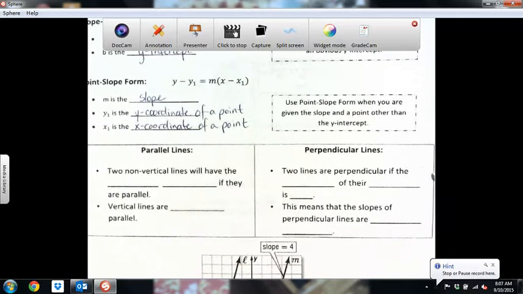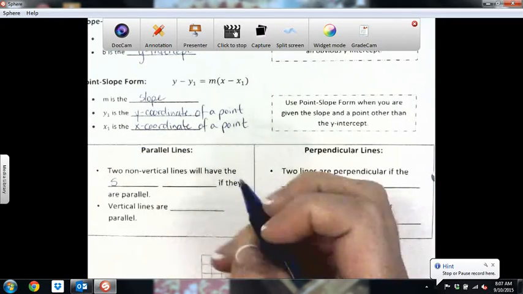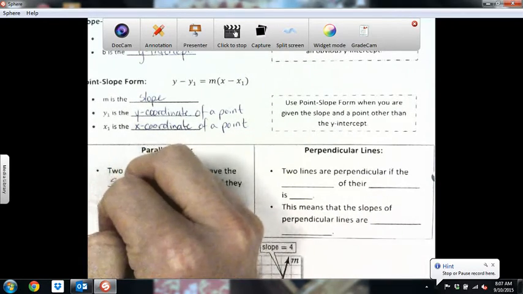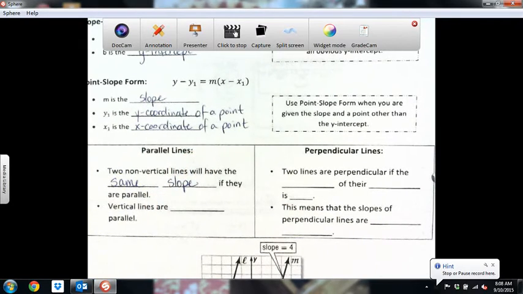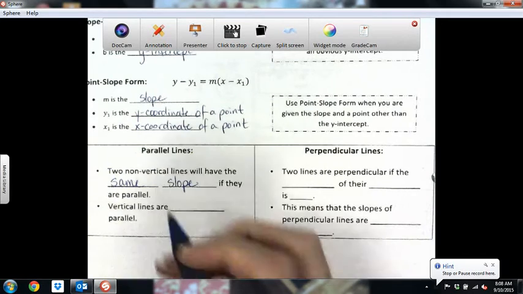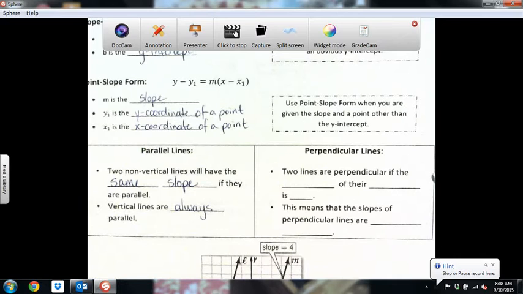One other thing that we want to review from geometry is the relationship between parallel and perpendicular lines. Two non-vertical lines will have the same slope if they are parallel. So we know that parallel lines have the same slope, and vertical lines are always parallel. Vertical lines are our special case because the slope is undefined. So we wouldn't say that they have equal slope, they just have undefined slope.